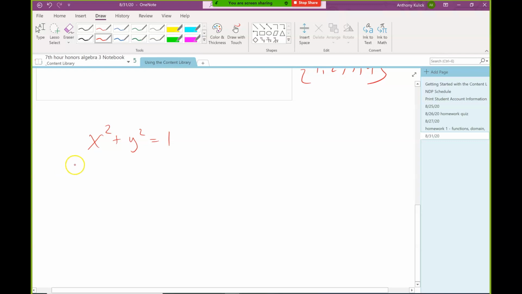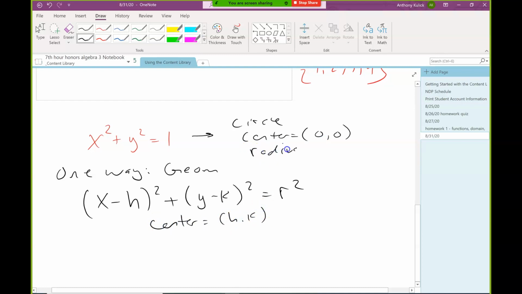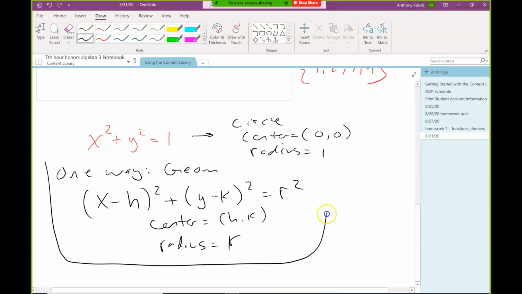All right. So one way is you might have recognized from geometry that this is the equation for a circle, that the equation for a circle is of this form. So what you have here is a circle whose center is, in this case, 0, 0, and its radius is 1. So you might have remembered this from geometry.